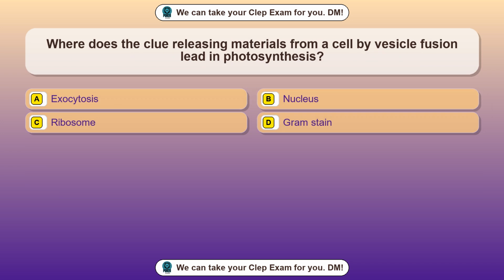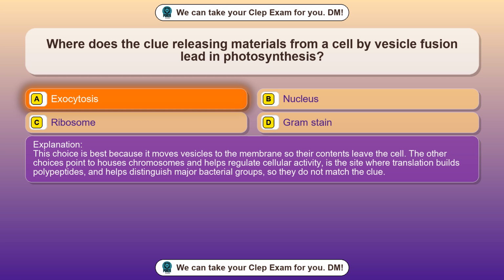Question 18. Where does the clue releasing materials from a cell by vesicle fusion lead in photosynthesis? Option A, exocytosis. Option B, nucleus. Option C, ribosome. Option D, gram stain. The correct answer is option A, exocytosis.